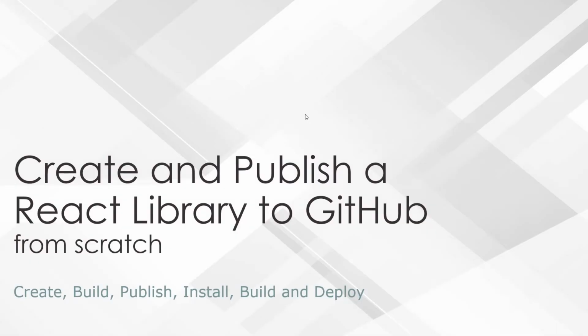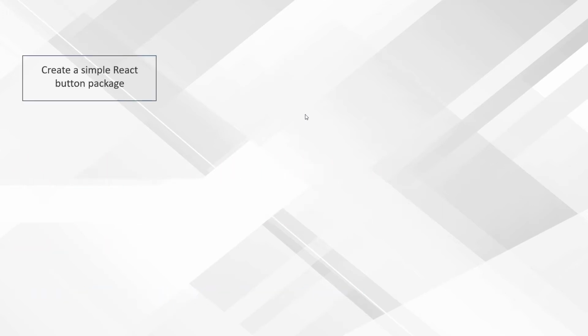In this video, we'll be creating and publishing a single React library to GitHub from scratch. Our goal is to create a simple React button package. We'll install some styled components, add some styling. We'll also be passing some props to it so we can customize it. We will then build this package using our own webpack config.